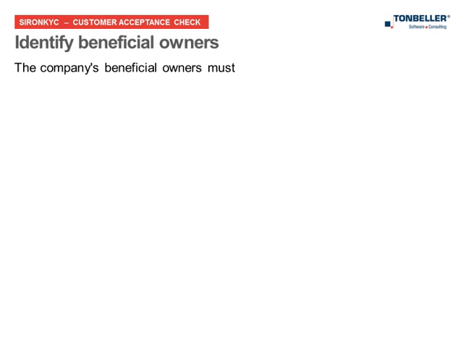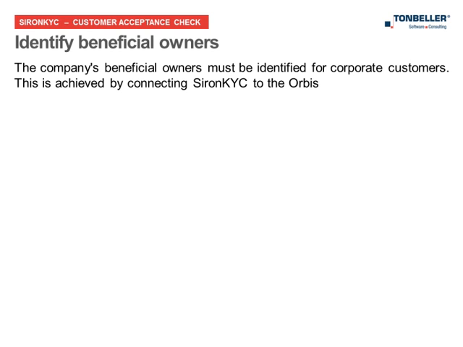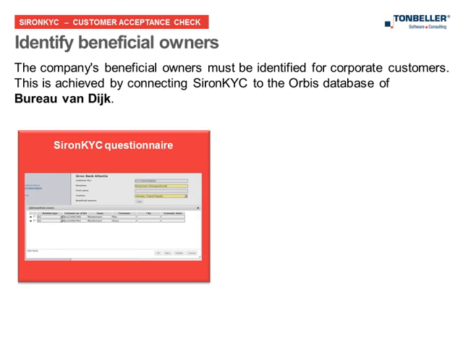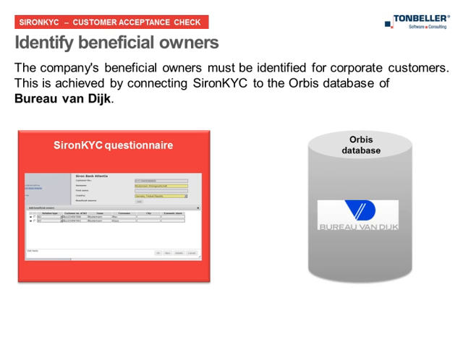The company's beneficial owners must also be identified for corporate customers. This is achieved by connecting Siron KYC to the Orbis database of Bureau van Dijk. Compliance officers can use an interface for automatic access to the Orbis database by Bureau van Dijk with ownership data of more than 100 million companies worldwide. This facilitates data input of beneficial owners in the questionnaires at customer acceptance significantly and enhances data quality.